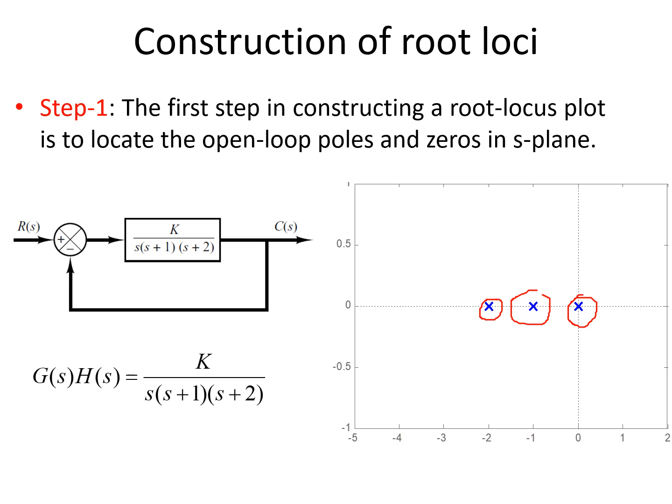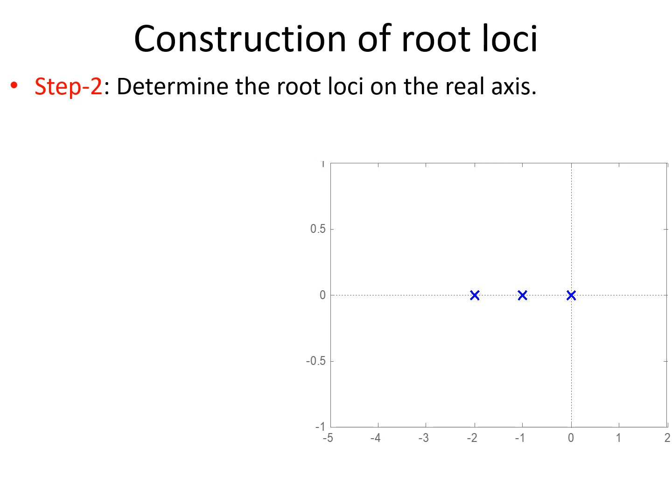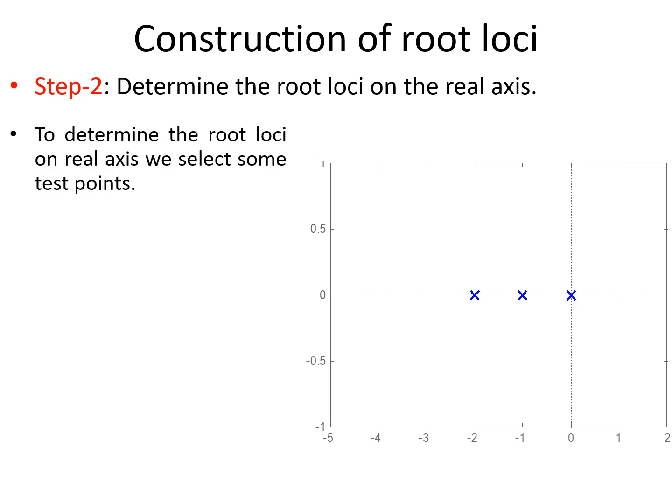Identify the number of poles and zeros. Now we have to determine the root locus. Okay, that is our second step. So according to the given rule, the root locus will exist on the real axis towards the right side of which you should have an odd number of poles and zeros.